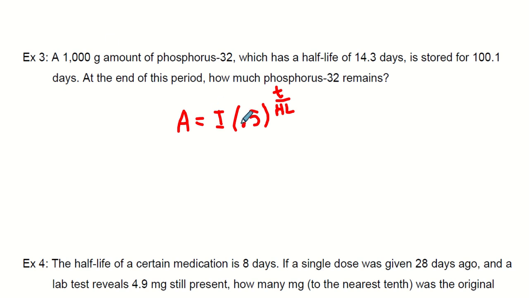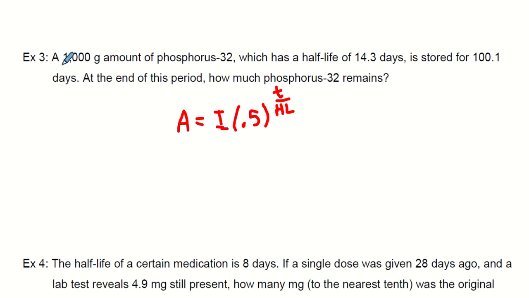This is the formula here that I've written down. I represents the initial amount. T represents the total amount of time, and HL represents the half-life. And so you'll see as we work out this problem where we're going with that.